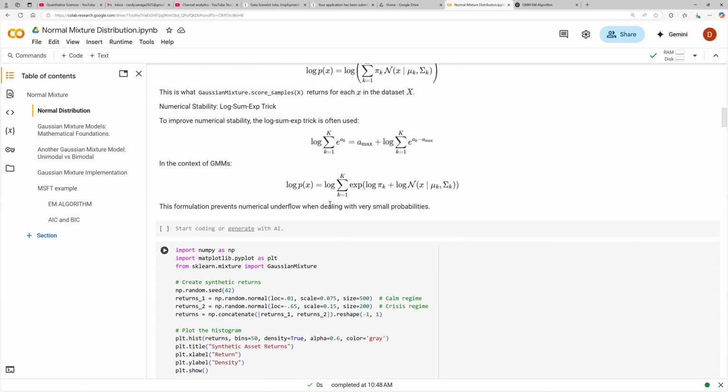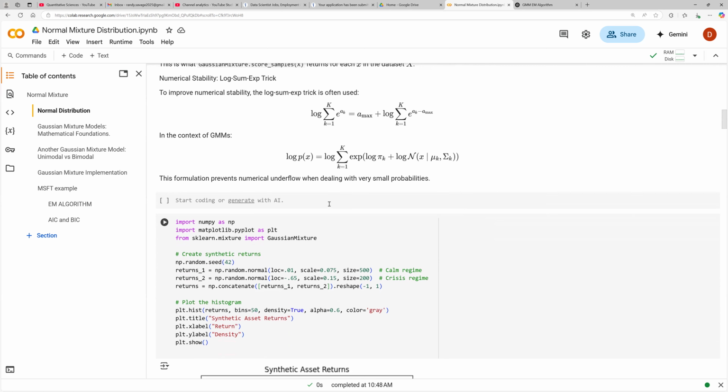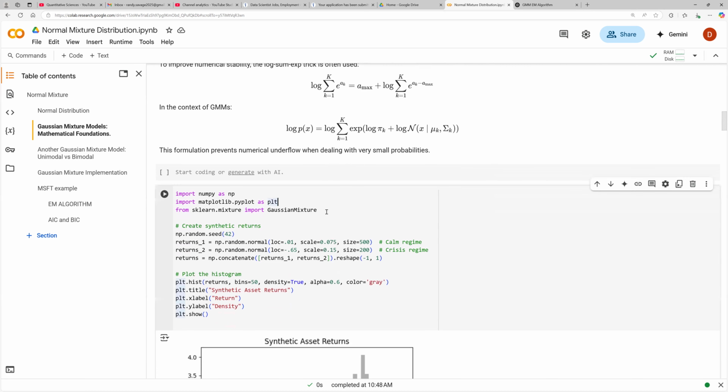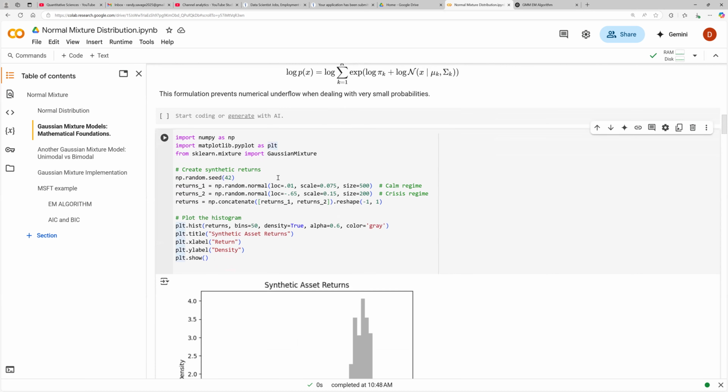Now, going into a real example, with the Gaussian mixture, I create two multivariate normal distributions with two different means, 0.01 and a scaled standard deviation of 0.075. Here, negative 0.65, and then 0.15. So you can see that the standard deviation is a lot larger for the returns on the second one, and also that the mean is a lot lower. We've got a negative mean here.